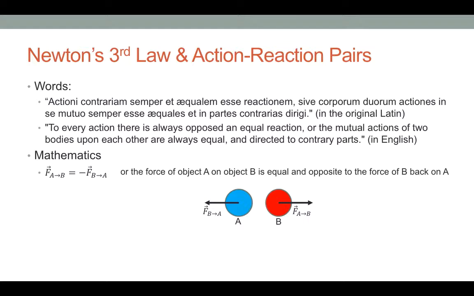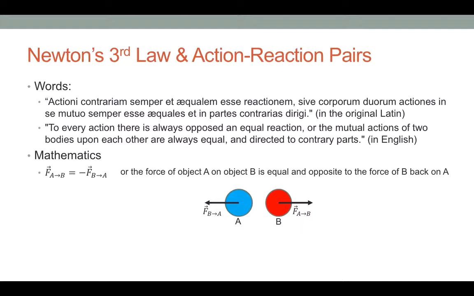So here I have the actual Latin that Newton wrote in his book, because the language that was used for academic works at the time was Latin. Translated into English, what he wrote was, to every action, by action he meant force, there was always opposed an equal reaction, or the mutual actions of two bodies upon each other are always equal and directed to contrary parts. The second phrase is probably a little bit better because he does here specifically call a force a mutual action or an interaction between two objects.